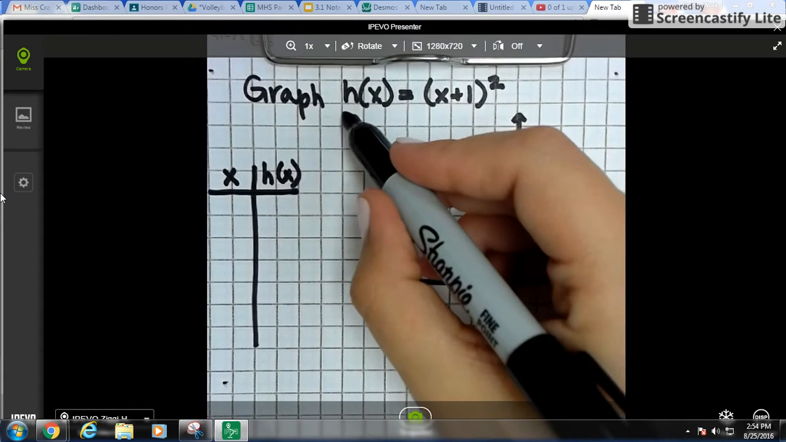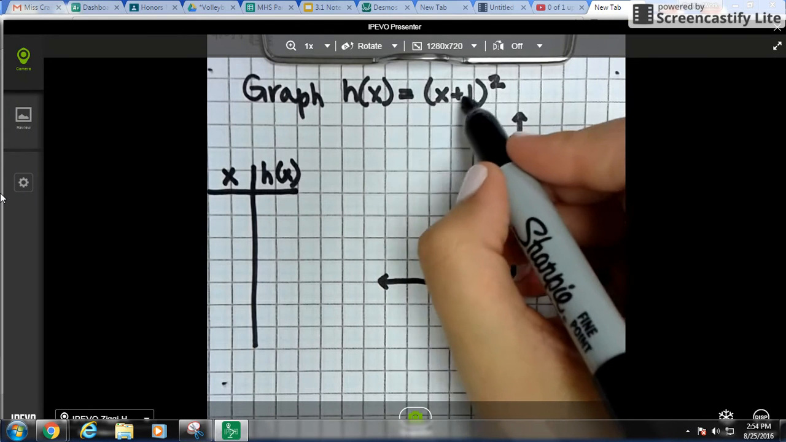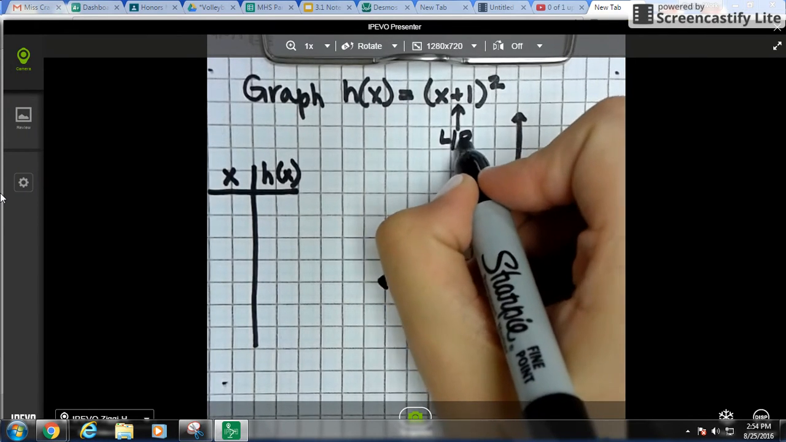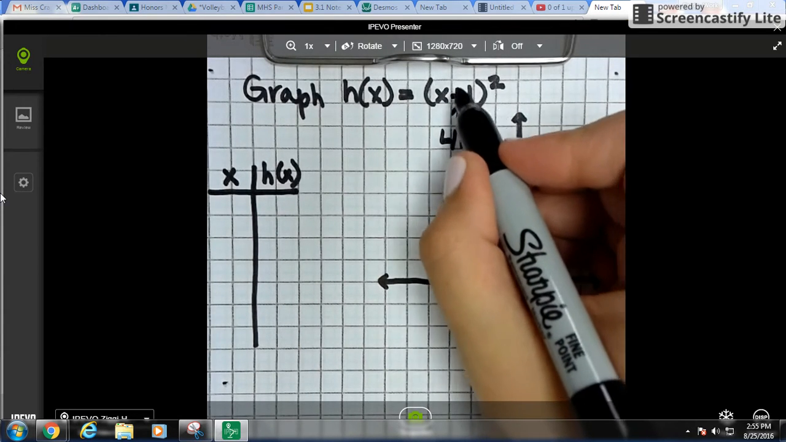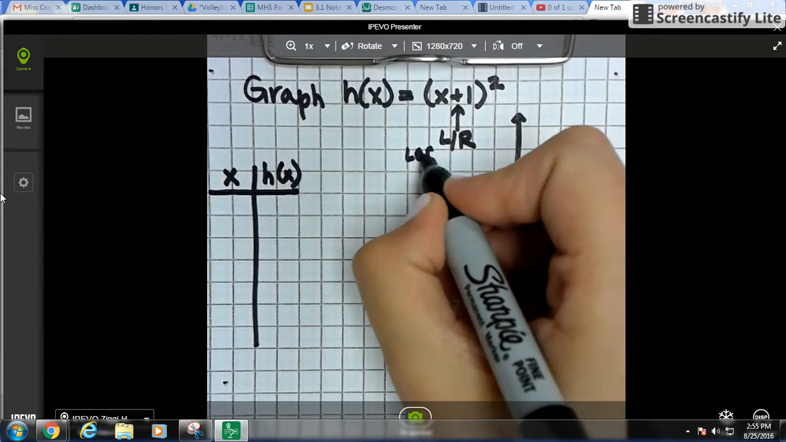Now we're going to graph h of x equals (x plus 1) squared. And here our shift is actually inside the parentheses, which is going to move left to right. Remember, left to right shifts are always opposite. So plus 1 is actually going to move left 1.